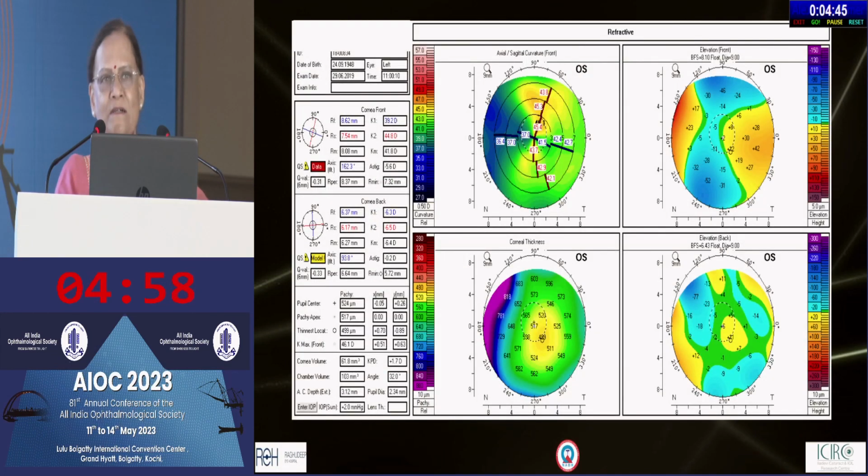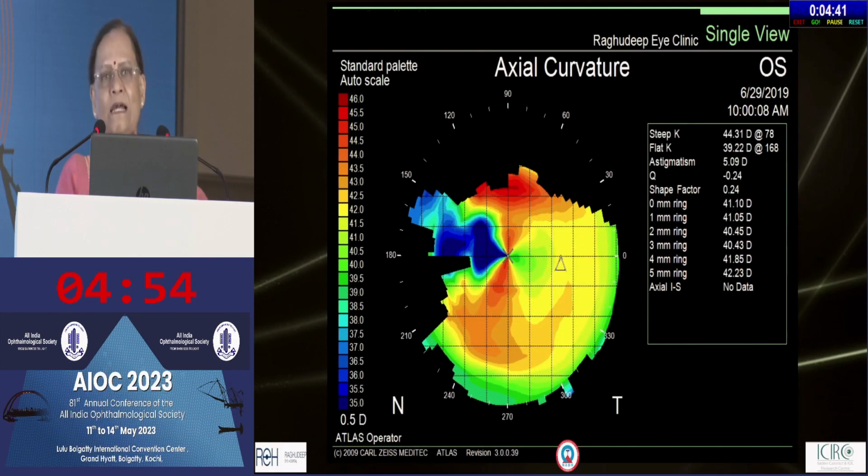We did a Scheimpflug imaging with a good anterior and posterior elevation curve. And we did a topography because this pterygium was inducing at least 5 diopters of astigmatism. What is the next best thing we can do for this patient? Can we reduce his dependency on glasses in any way? So we were trying to see if we could correct this astigmatism in some way, and we did the topography.